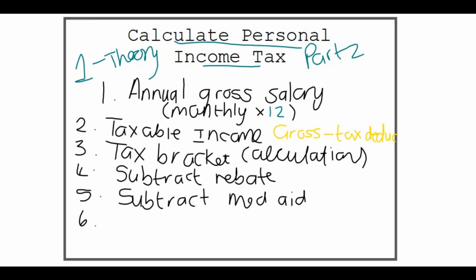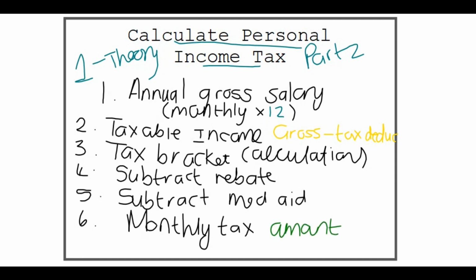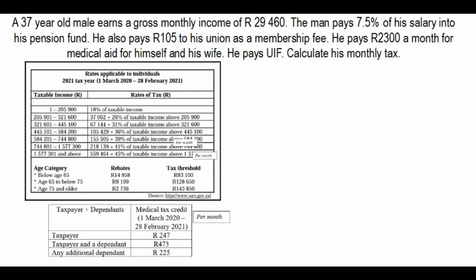And finally, if they want you to get your monthly income tax, what you do is you take that amount from number 5 and you divide it by 12. Okay, let's look at an example where we use this.